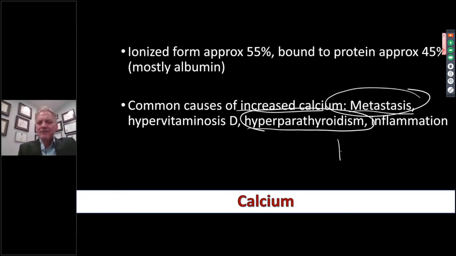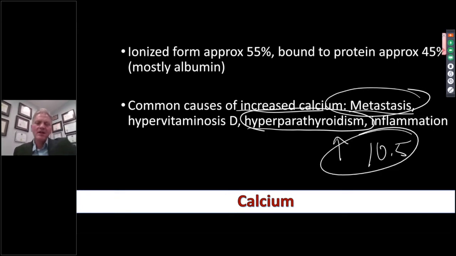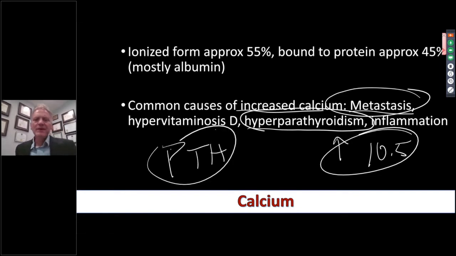hyperparathyroid. So if somebody comes in, they have elevated calcium. Here again, if it's 10.5, it's probably not hyperparathyroid. But if you get around 11, 11.5, you really want to order a parathyroid hormone. And here's how you do it. Somebody comes in, you see that their calcium is 11.5, and your blood work just came in.